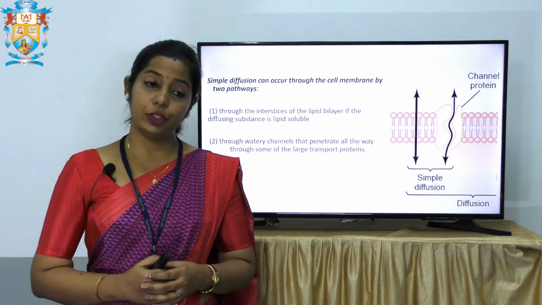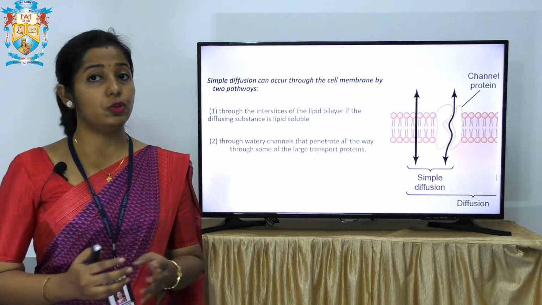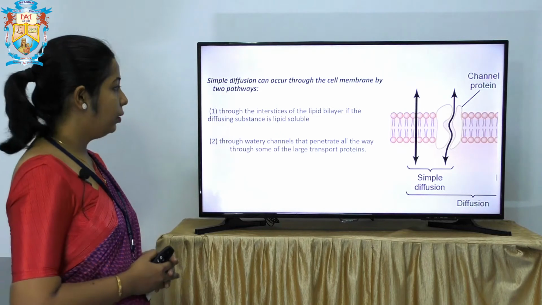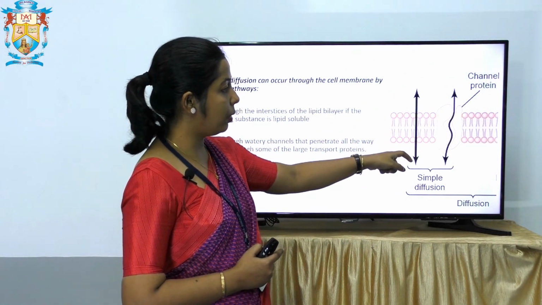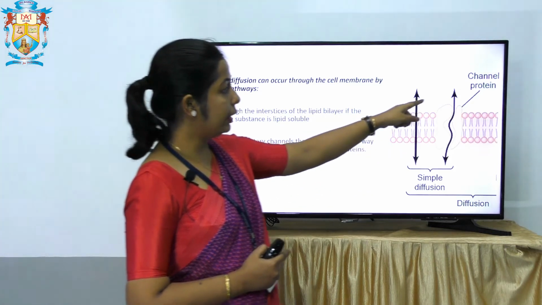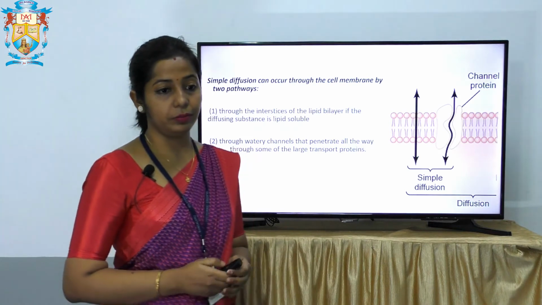Now, simple diffusion across the membrane can occur in two ways. It can directly diffuse across the membrane, or it can cross the membrane through a channel protein.